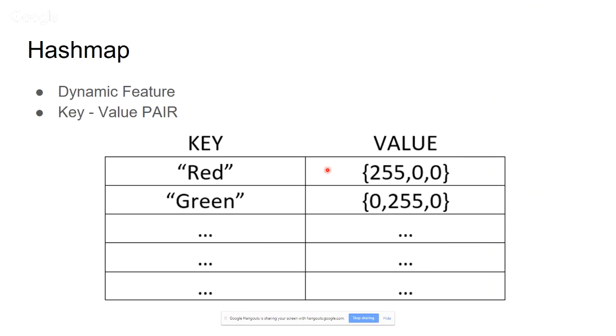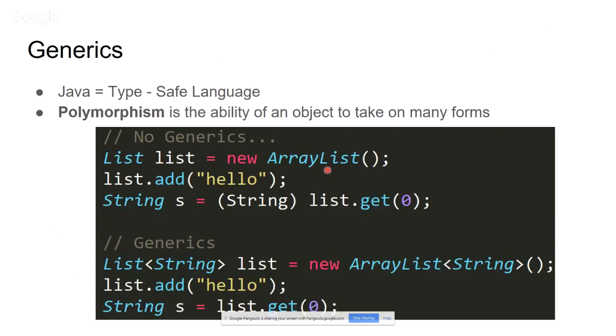Okay, so next one. Another thing we're going to talk about is generics. Java is a type-safe language. That means that we cannot change specific memory. I mean, everything is safe. The memory that we manage here is safe. And also, we have something called polymorphism, which is the ability of an object to take many forms. So in this case, let's see an example.